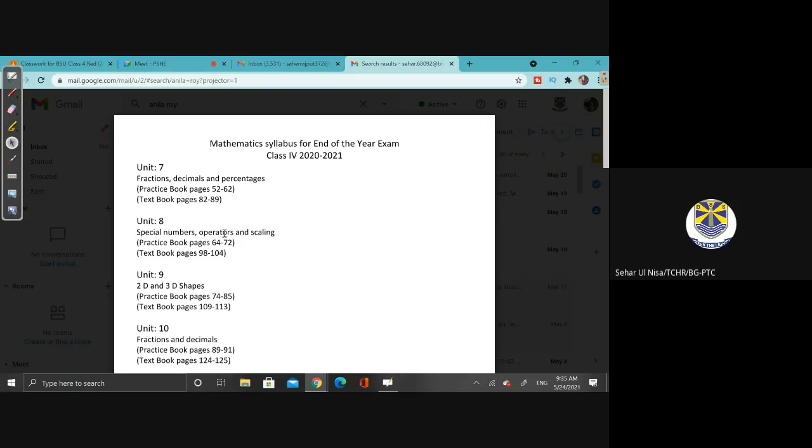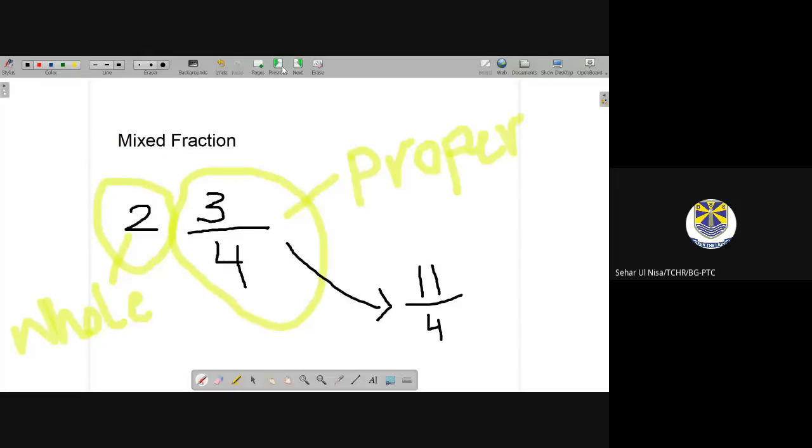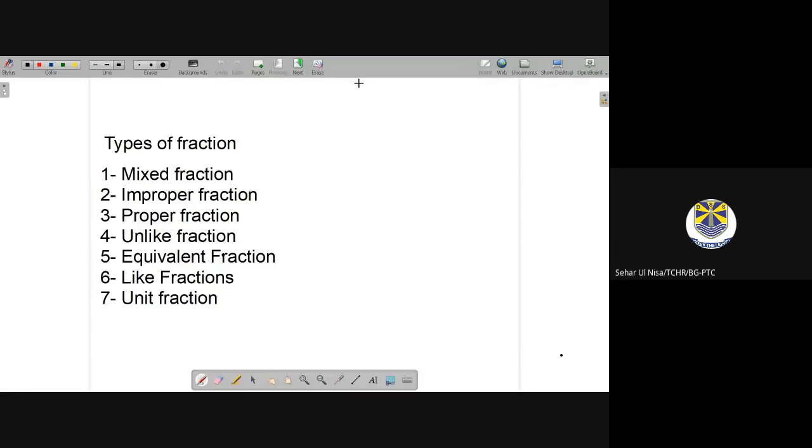So first of all, we are going to revise types of fraction. Okay, students, so we are going to discuss types of fraction. There are different types of fraction. The first type of fraction is mixed fraction. You have to know what is a mixed fraction. Then improper fraction. Then proper fraction, unlike fraction, equivalent fraction, like fractions and unit fractions. These are 7 types of fractions.